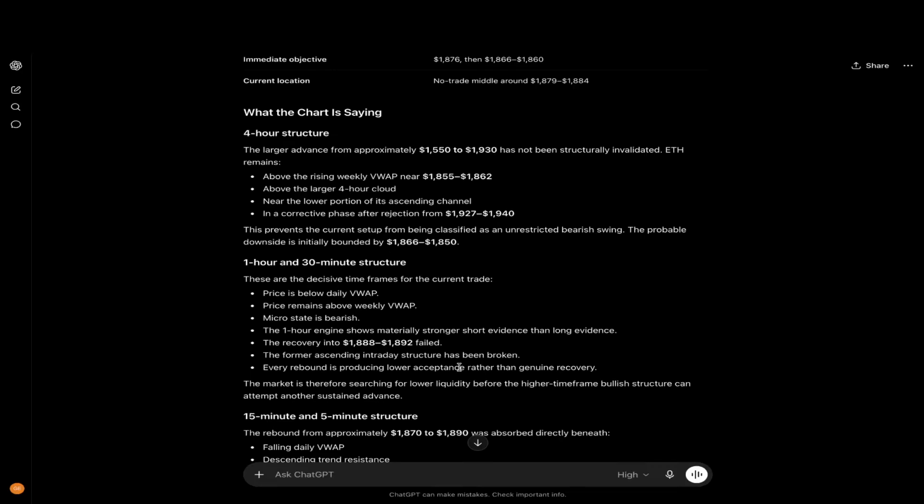Every rebound is producing lower acceptance rather than genuine recovery. The market is therefore searching for lower liquidity before the higher time frame bullish structure can attempt another sustained advance.